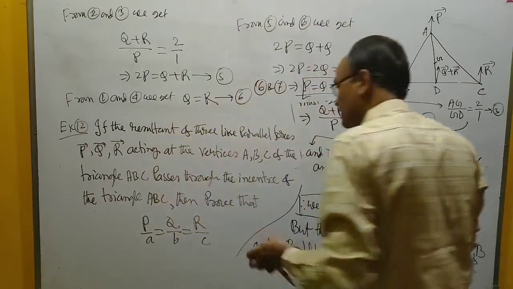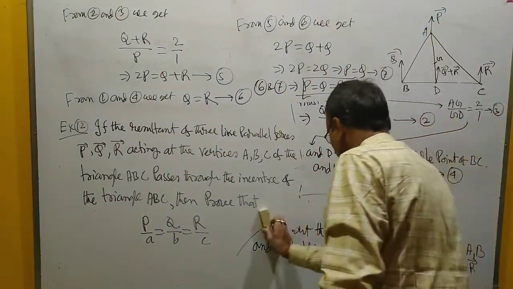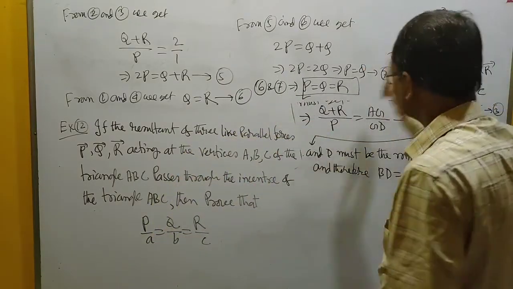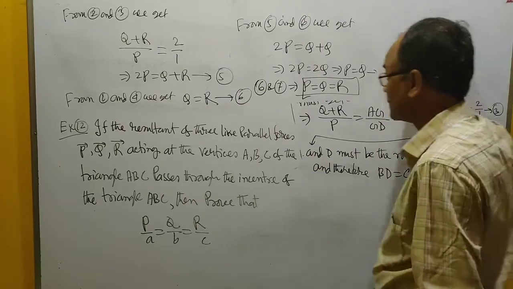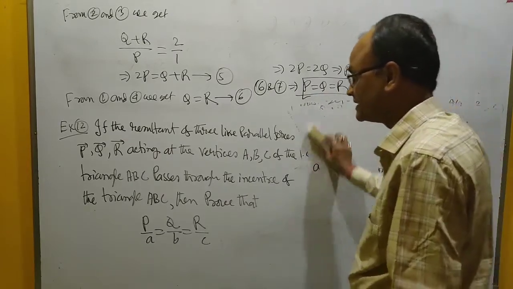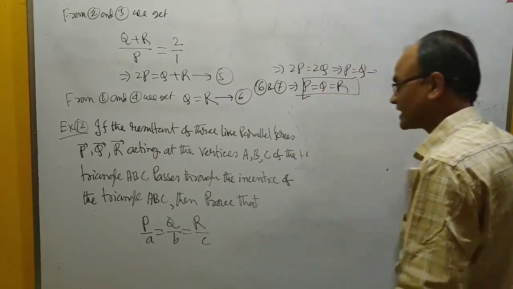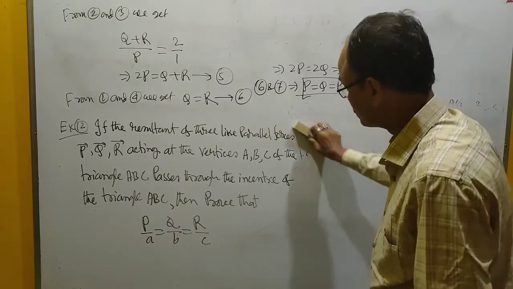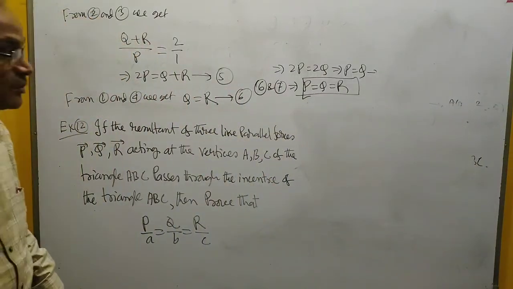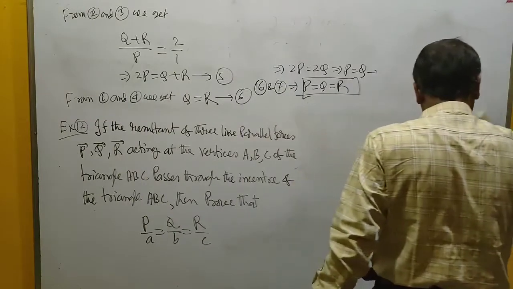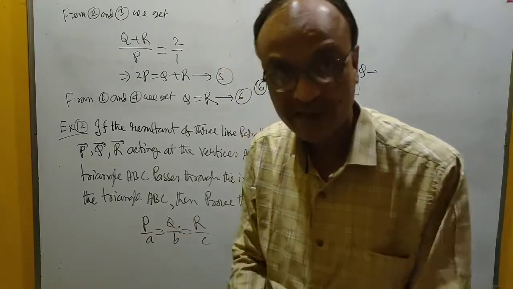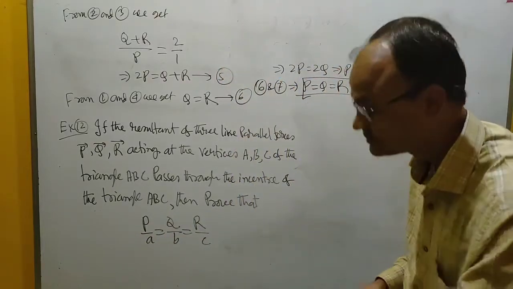Now let us come to solve question number 12. What is it? If the resultant of three like parallel forces P, Q, R acting at the vertices passes through the incenter of the triangle ABC, then we have to prove that P divided by small a equals Q divided by small b equals R divided by small c.